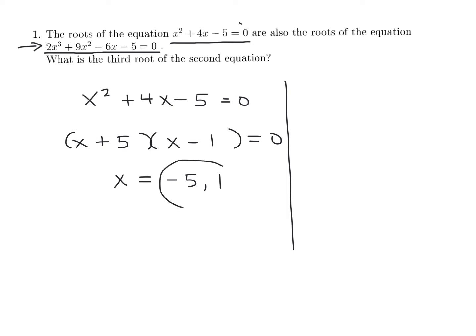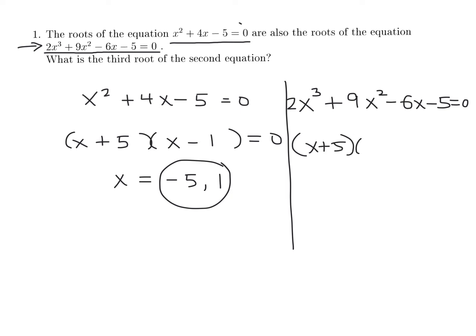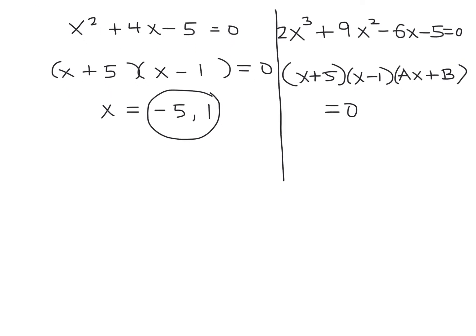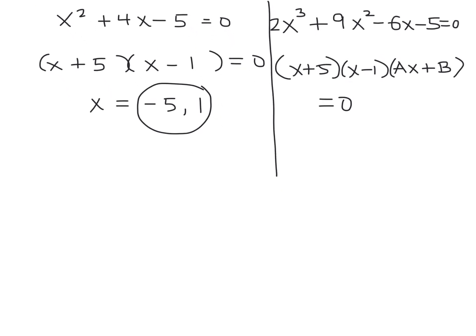So if these are the roots of the second equation, that means that this second equation, which is 2x to the power of 3 plus 9x squared minus 6x minus 5 is equal to 0, can be factored as x plus 5 and x minus 1, since those are the roots. And that's going to be equal to 0. But there's also going to be a third root, and that is what we have to concentrate on. Now, we don't know what it is, so I'll just call it ax plus b, some coefficients a and b, and we have to figure that out. So let's expand this and see what we get.